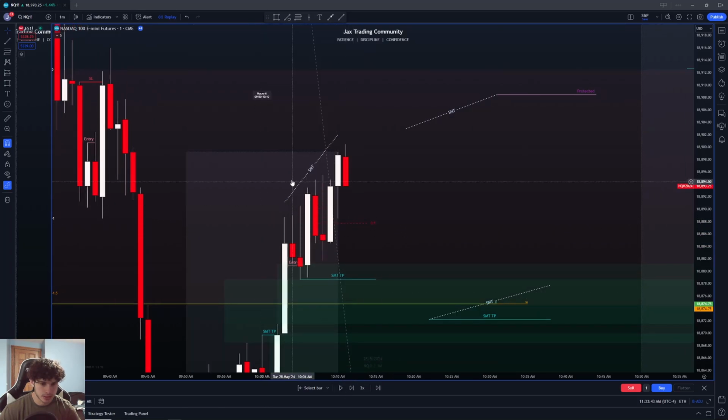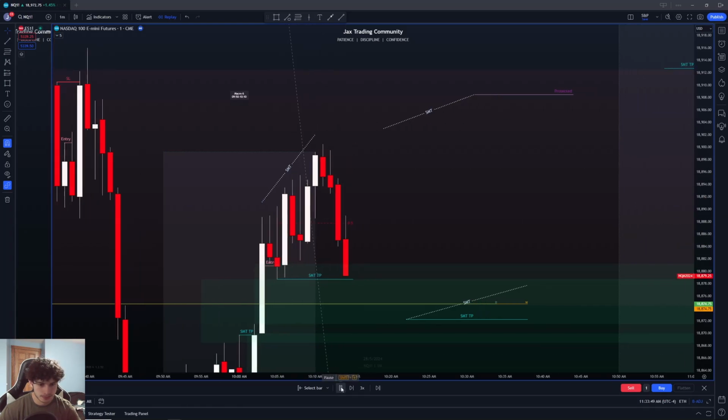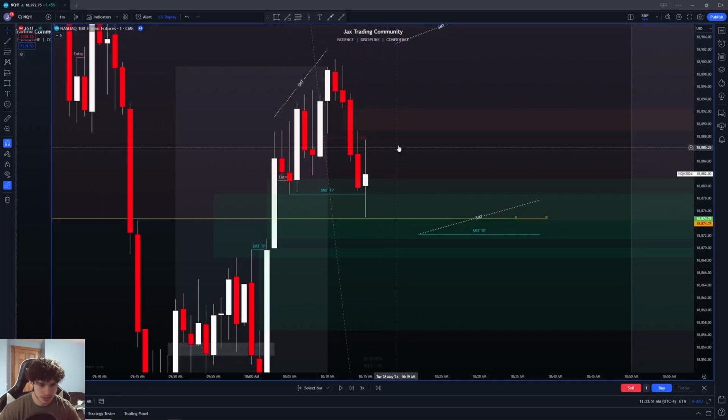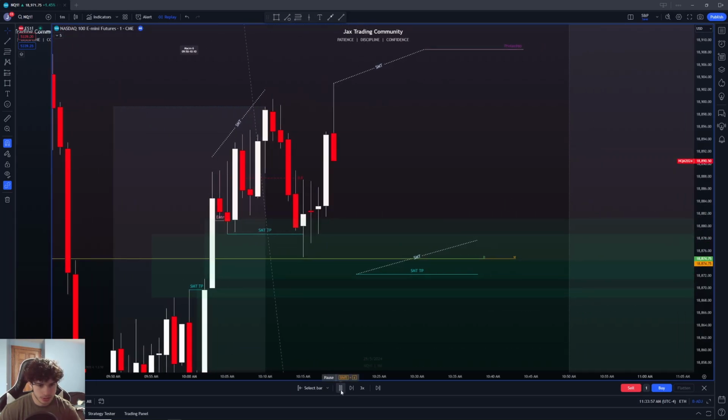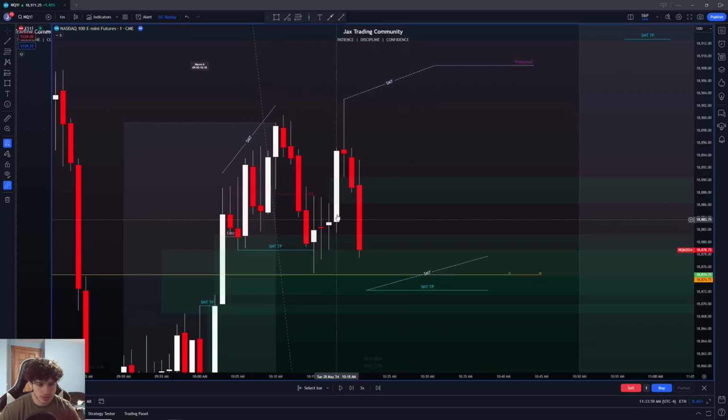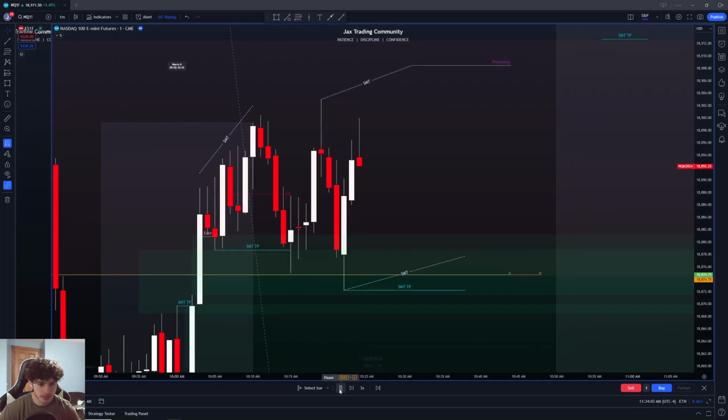Now right here we have an SMT because this is making higher highs while ES is making lower highs. So this could be SMT, this could be SMT TP. Now we just swept this low. So I'd want to see, are we going to come up and respect that? So we have this, we kind of respect it again. We do disrespect this fair value gap.